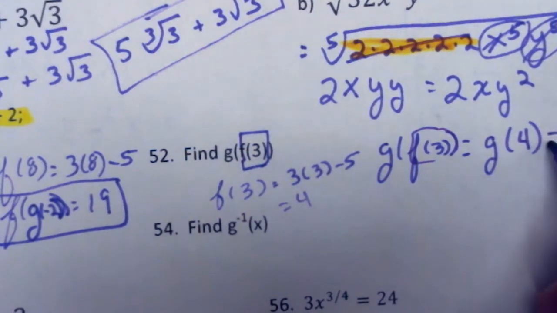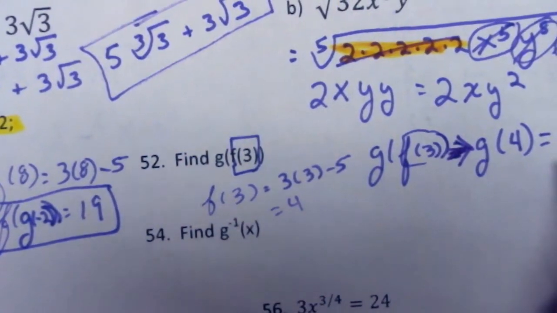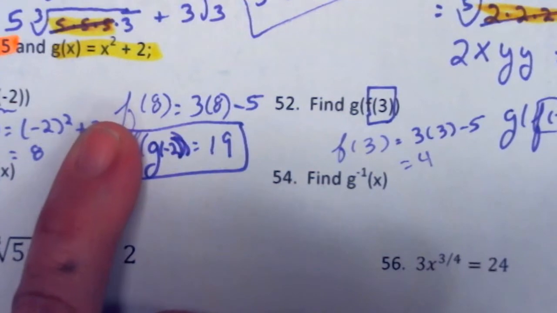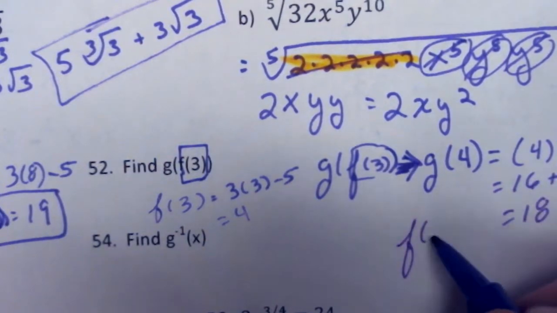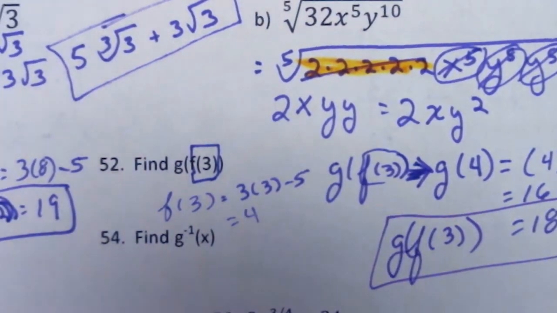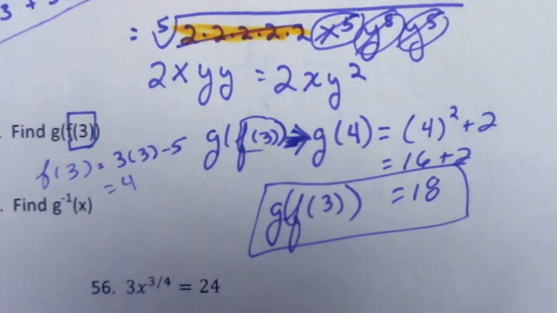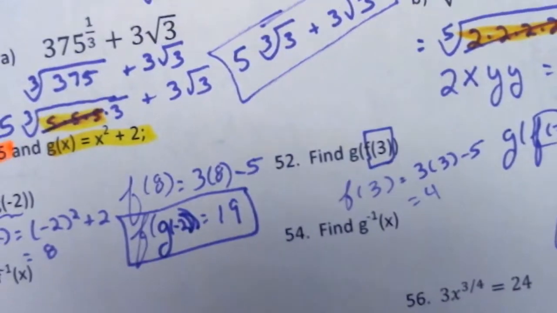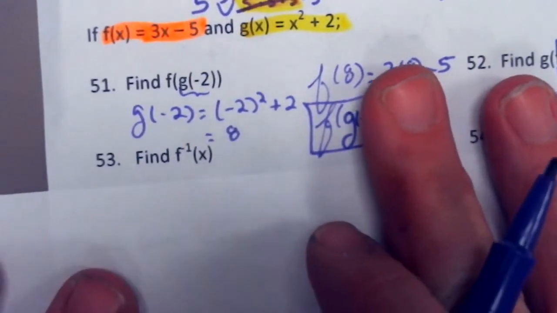Okay, so g of 4 equals, make that an arrow instead of equals, g is x squared plus 2. So 4 squared plus 2. 4 squared, 16, plus 2 is 18. So g of f of 3 equals 18. All right, there you go. There's all the work for 52 if you need it. Oh, nice and neat, I say. Okay, maybe I'm wrong.